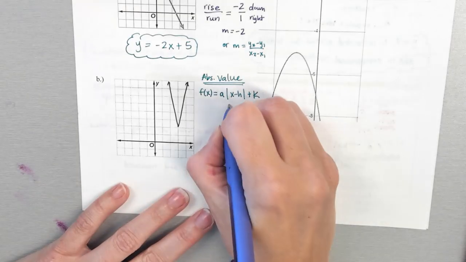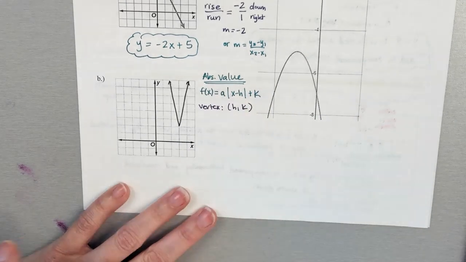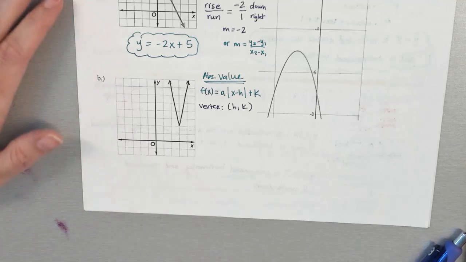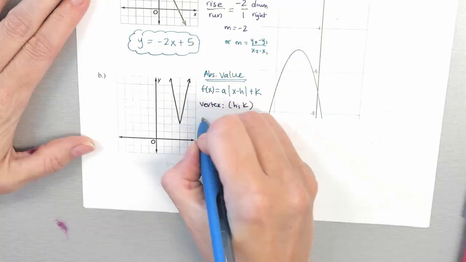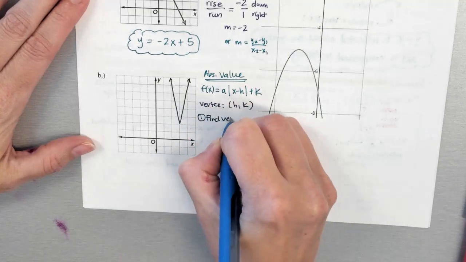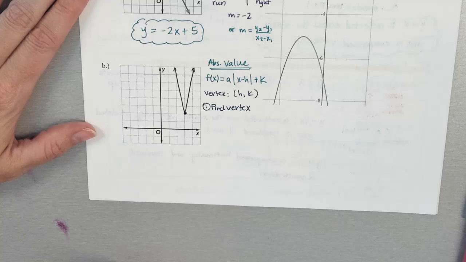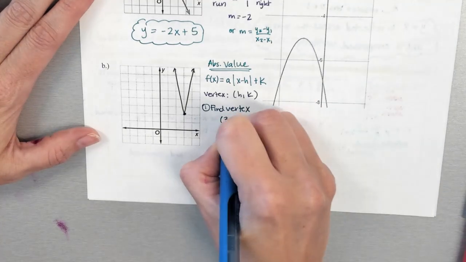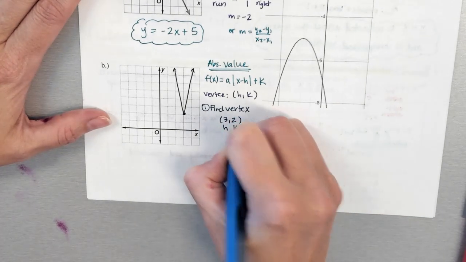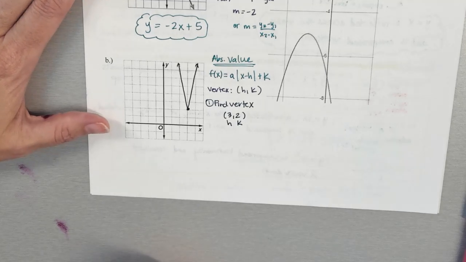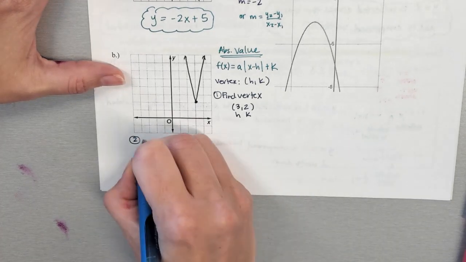And remember we talked about how (h, k) is the vertex. And then that negative really means the opposite. So your first step is going to be to find the vertex. All we have to do is look at our graph. (3, 2). So then we're going to plug 3 in for h, we're going to plug 2 in for k, and we're going to solve to find your slope. I'm going to put step 2 here.